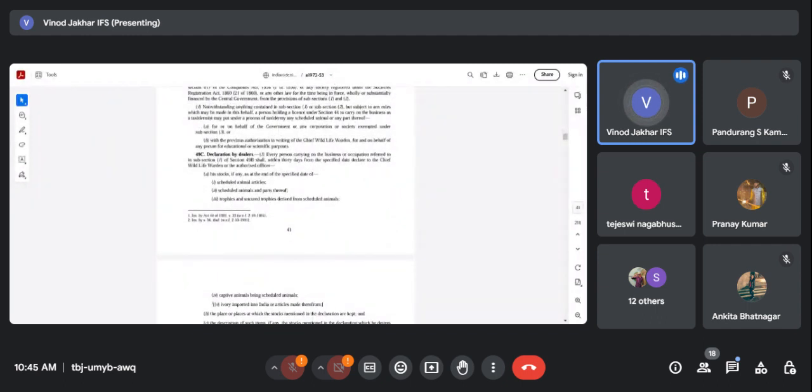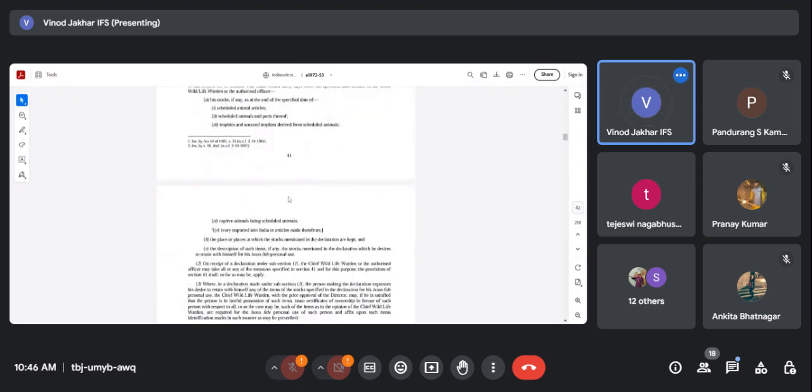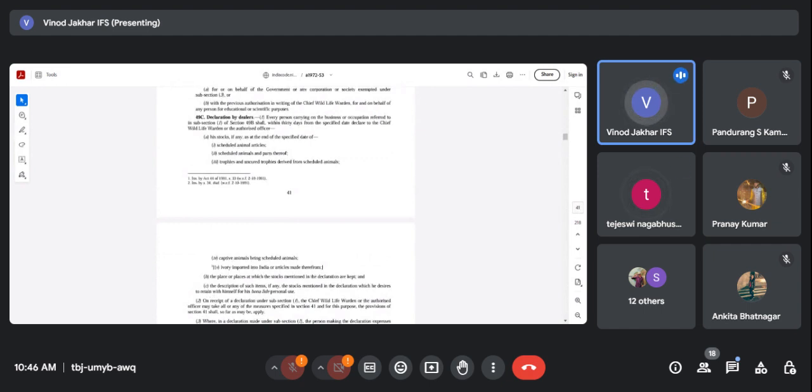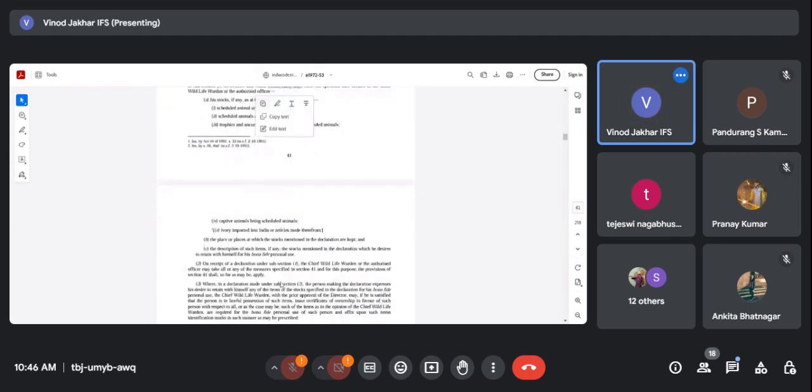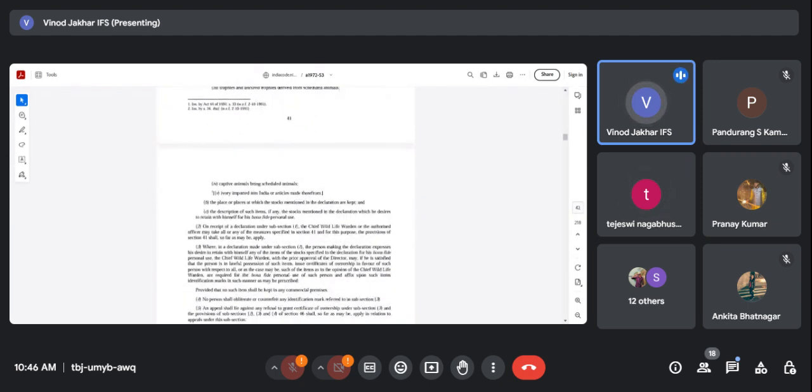This is the declaration of dealer. You will know that earlier there were hunters, especially people belonging to the ruling classes. They were hunters and they had animal articles. Those people who had animal articles before the commencement of this act had to declare them within 30 days. If they declared them, they would be given an ownership certificate, and then they can keep those items with them.